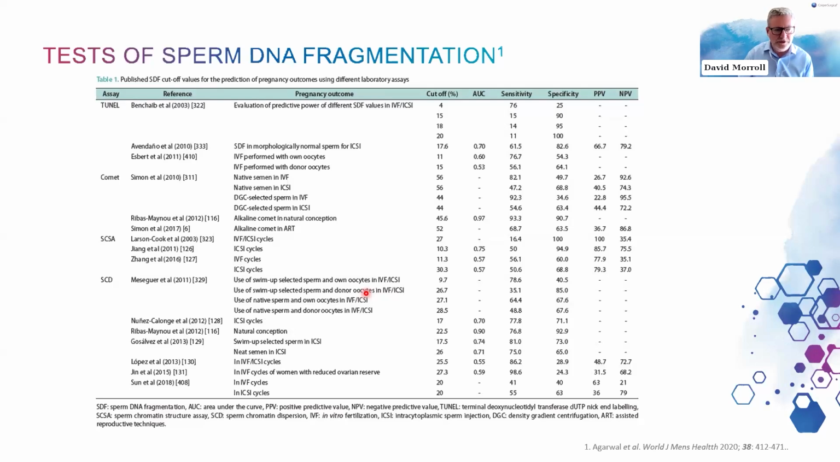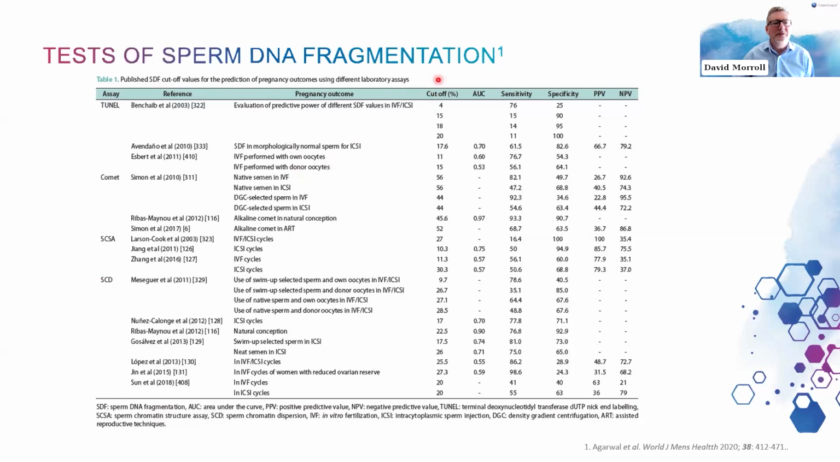But what it illustrates is that you can trawl the literature, and there is a whole body of papers that demonstrate some association between sperm DNA fragmentation and reproductive outcomes. And as you can see, people use different assays, the TUNEL, the comet, the halo, and so on. And they look at different impacts on pregnancy outcome, whether it's in IVF cycles or ICSI cycles, whether it's donor oocytes, whether it's swim up and so on.